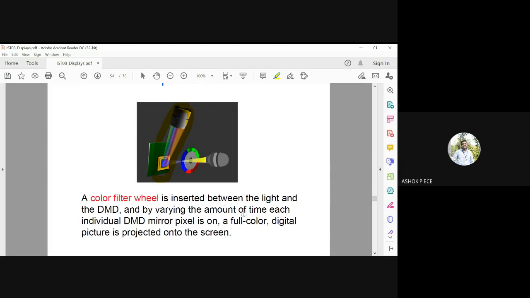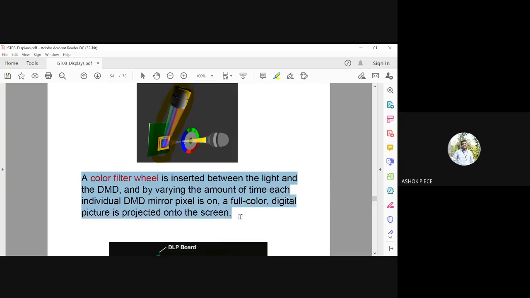By varying the amount of time each individual mirror pixel is on, a full color digital picture is projected onto the screen. I told you, you can vary the amount of time each individual pixel is on or off by switching them accordingly. If your switching speed is fast, it will be on for a very short time. But if the speed is less, say it is turning on and off only 500 times a second, then the mirror is on for a longer amount of time. When you do it this way, you can get a full color digital picture projected on the screen. That is how you get a color image projected on the screen.